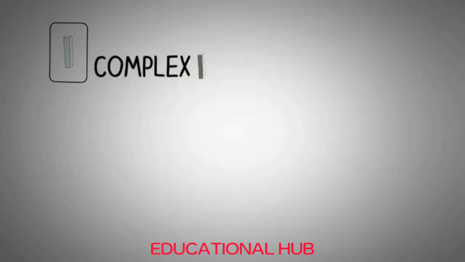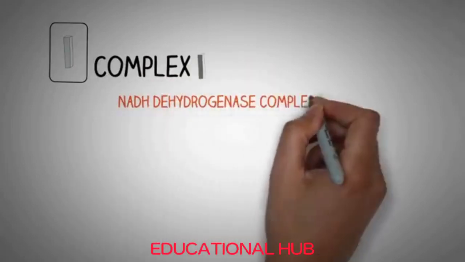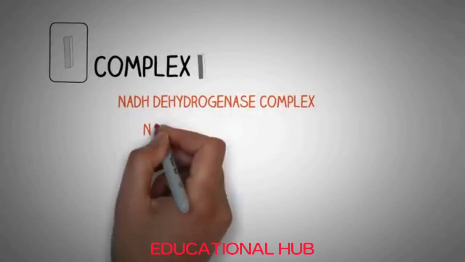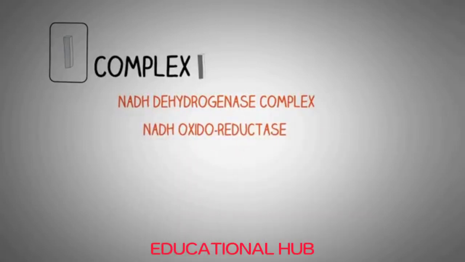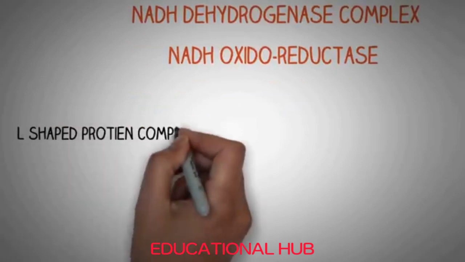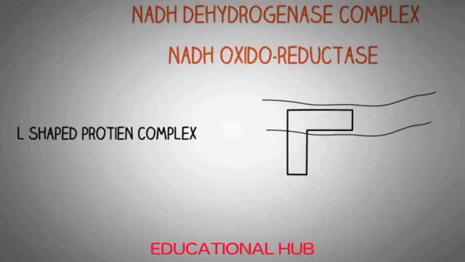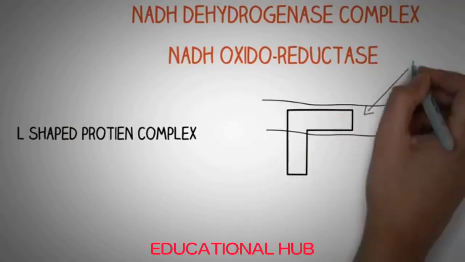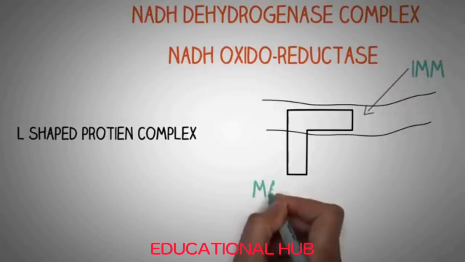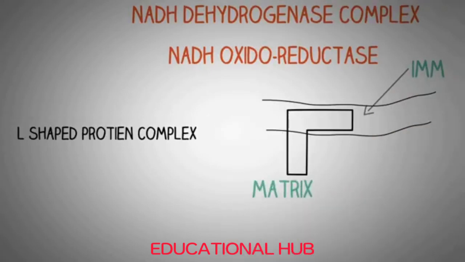The complex 1 of the electron transport chain is named as NADH dehydrogenase complex. It is also known as the NADH oxidoreductase. The first complex is an L-shaped protein complex which is present in the inner mitochondrial membrane. It has 2 arms. The vertical arm is located inside the inner mitochondrial membrane, whereas the horizontal arm is located inside the matrix of the mitochondria.